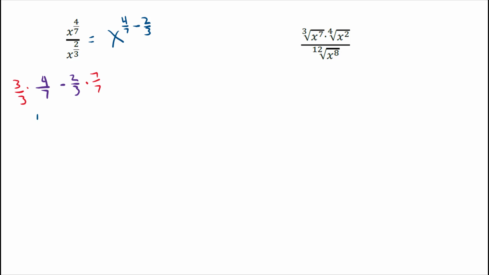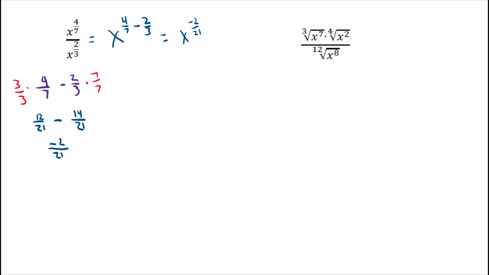Okay? So that will then give us 3 times 4 gives me 12/21. And that's minus, and then if I say 2 times 7, that's 14/21. Well, now we can subtract the numerators. So 12 minus 14, well, that's going to be a negative 2, all over 21. So therefore, what this is giving me up here is x to the negative 2/21.